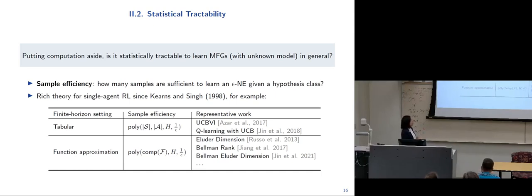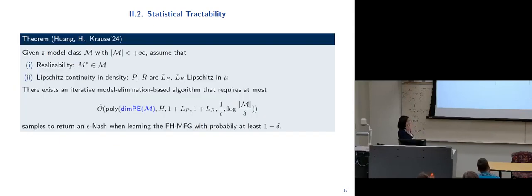Surprisingly, we've shown that actually exploring these mean field games is not that hard compared to single agent reinforcement learning. And here's one of our recent results with my student Java and my colleague Andres Krause, where we've shown that if you're given a model class M, and we assume realizability, that the true model M star stays in this model class, and we assume, again, the minimum assumption that the P and R are Lipschitz continuous in mu, then we can construct iterative model elimination-based algorithms based on these optimistic MLE type of methods that require only a sample complexity polynomial in some intrinsic dimension of the underlying model class, polynomial in horizon H, as well as many other problem-specific parameters like the Lipschitz constants, etc.